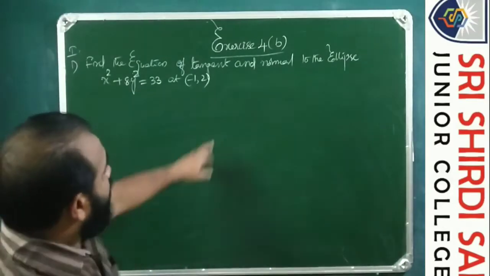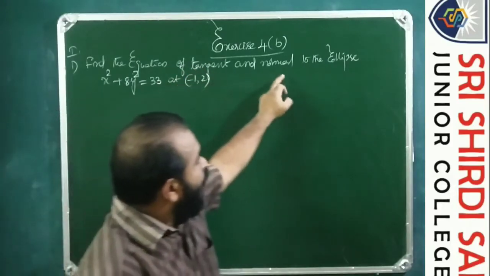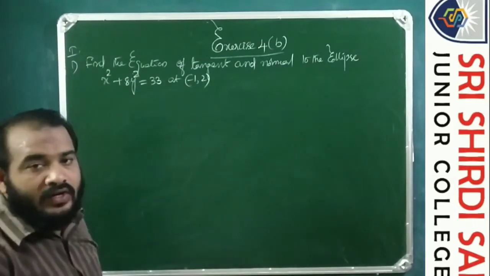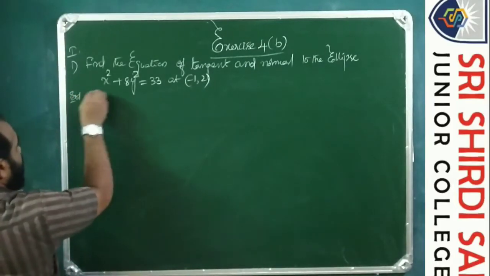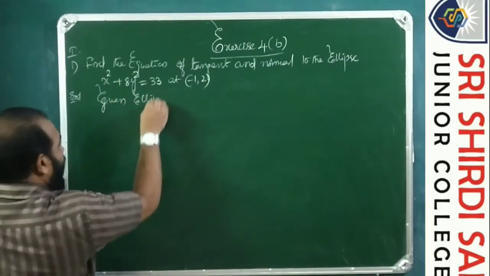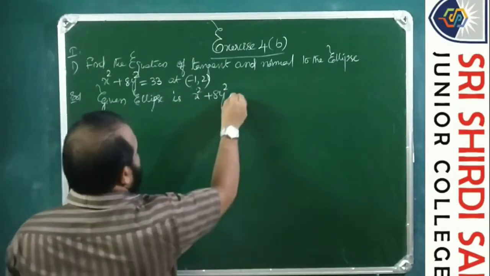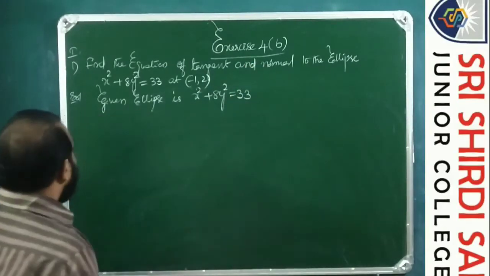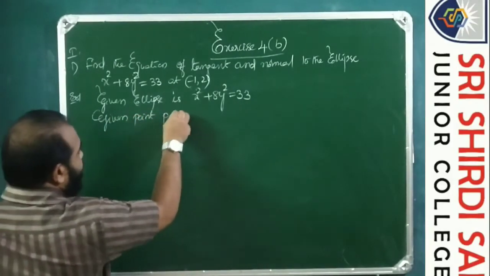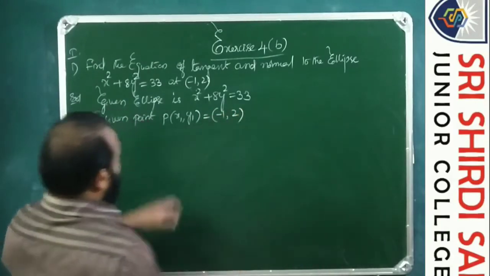So the first question from exercise 4b: find the equation of the tangent and normal to the ellipse x square plus 8y square equals 33 at (minus 1, 2). So the given ellipse is x square plus 8y square equals 33, and the given point is P(x1, y1) equals (minus 1, 2).